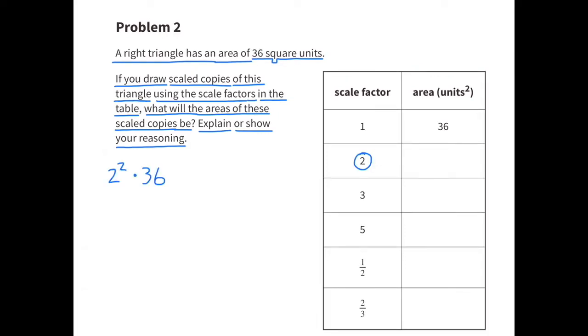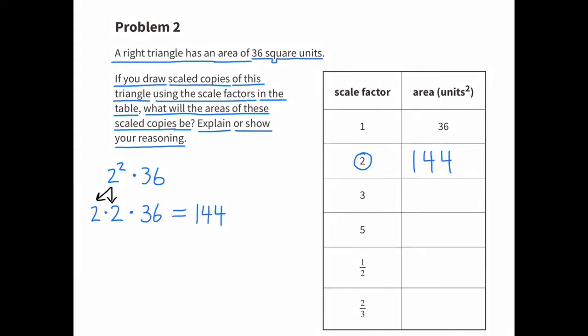With a scale factor of 2, we'll use 2 to the power of 2 times 36, which means 2 times 2 times 36, and 2 times 2 times 36 equals 144. So when the scale factor is 2, the area of this right triangle will be 144 square units.